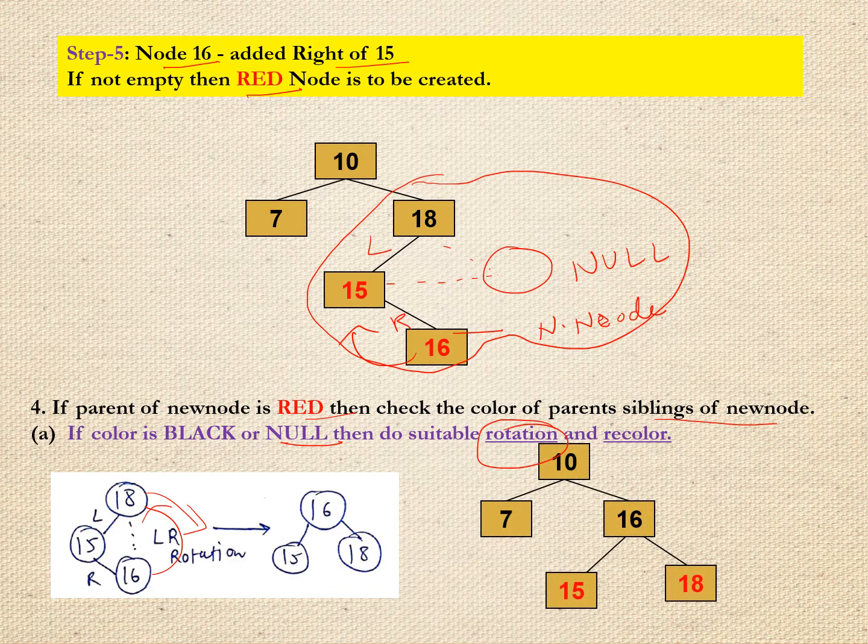Node 10 will be as it is, and 7 will be as it is. Only the arrangement is changed for the part 18, 15 and 16. Now 16 becomes the root of this part, and 15 and 18 retain their color. So now these are red, and 16 is black. Proceeding further.